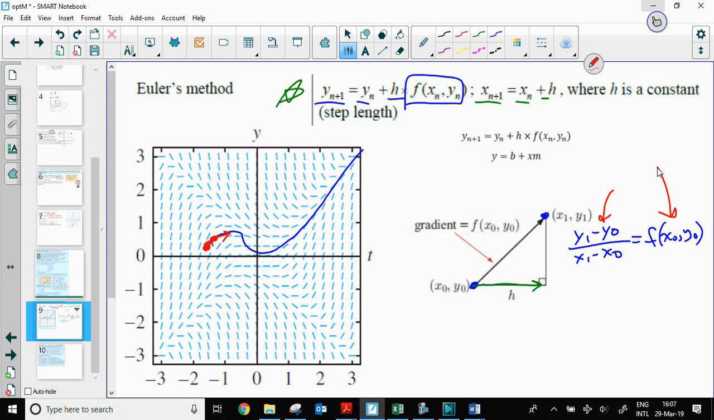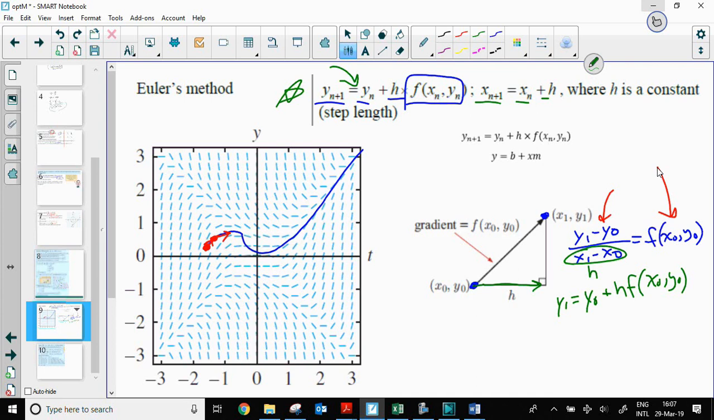But then recognize that this denominator is just h. So we can multiply both sides by h, and then we can add y sub 0, and we'll get y sub 1 equaling y sub 0 plus h times f of x0, y0, and that's precisely what we see over here, except we put in 0 for n and 1 for n plus 1, etc.